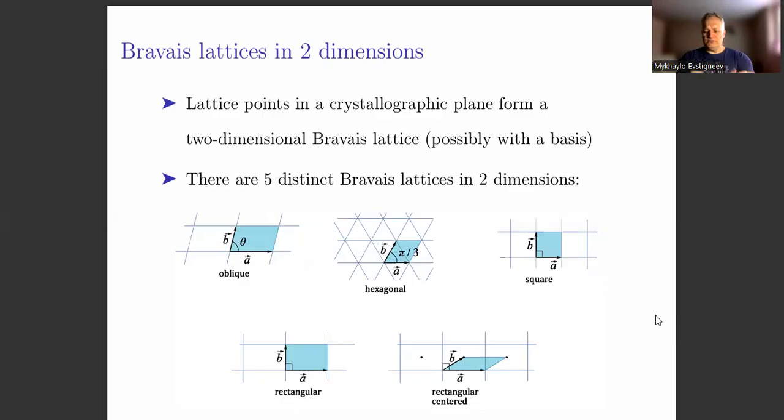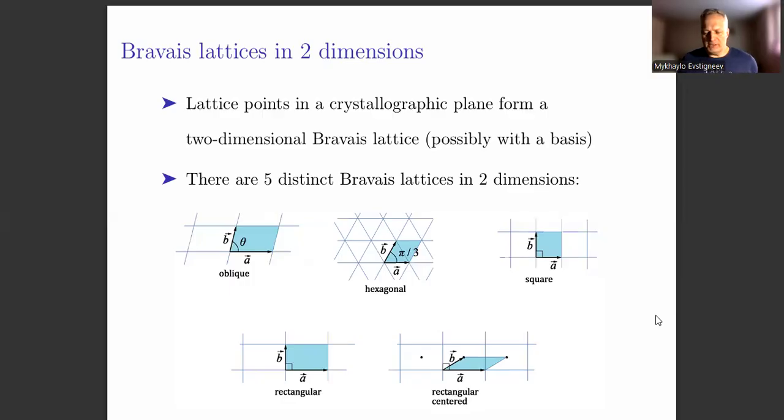The philosophy of Bravais lattices in 2 dimensions is the same as in 3 dimensions. A Bravais lattice is a collection of lattice points in a plane. You can reach any lattice point from any other lattice point by making an integer number of steps along the 2 translation vectors, which I call A and B. The angle between the 2 translation vectors can be either arbitrary, or it can have special values, which are either 90 degrees, or 120 degrees, or 60 degrees.